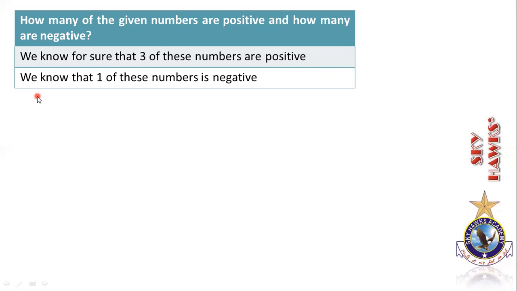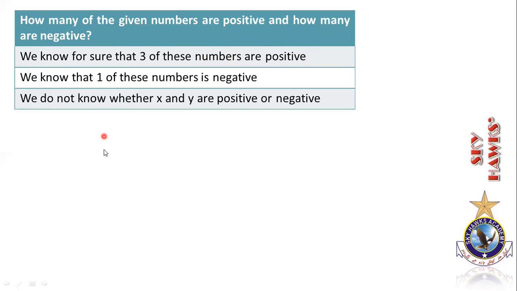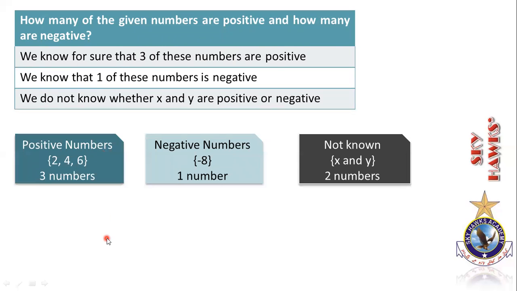So without talking about X and Y, what we can say clearly is that the first three numbers, which are given in numerical form, are positive. Then there is a negative number, and then there are two numbers X and Y. We are not sure whether they are negative or positive. Anyhow, we know that three are positive and one number is negative. We don't know whether X and Y are positive or negative, because they are not given with numerical values. So positive numbers, please read this box.